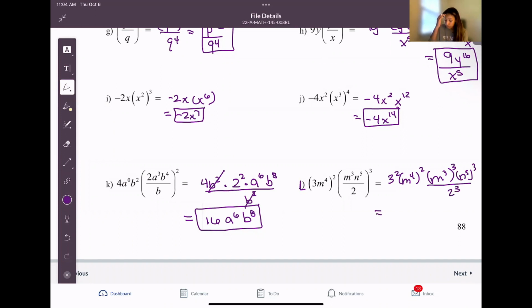All right, let's put it all together. We get a 9 m to the eighth, and then times another m to the ninth, and then n to the 15th. And it'll all be over 2 cubed, 8. Then the last thing that we can simplify here is we can combine the m terms. This will give us 9 m to the 17th power n to the 15th power over 8.